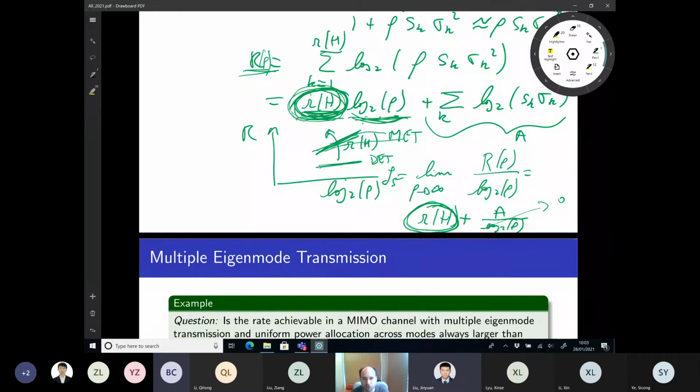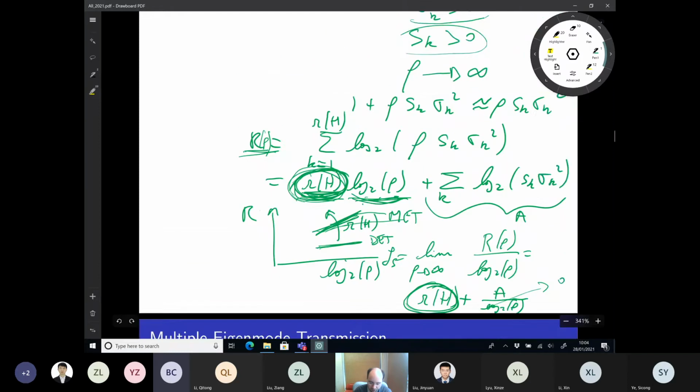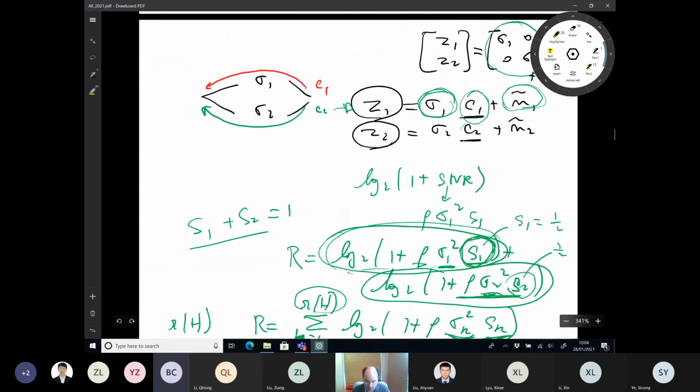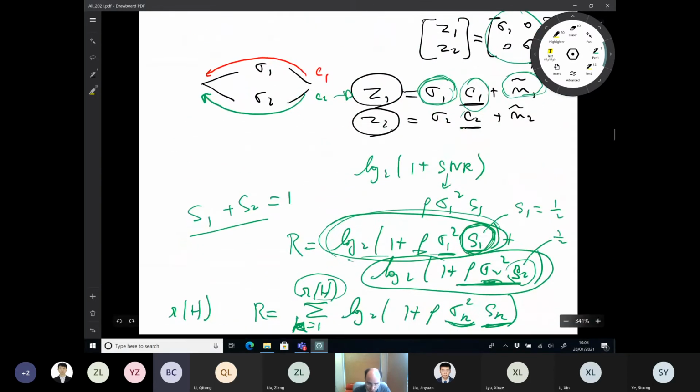Okay, thank you. So you're going to have that process, but it will not be as simple as here, because here you see that you do a very simple linear processing at the transmitter and the receiver, and then all those streams are just decoupled.